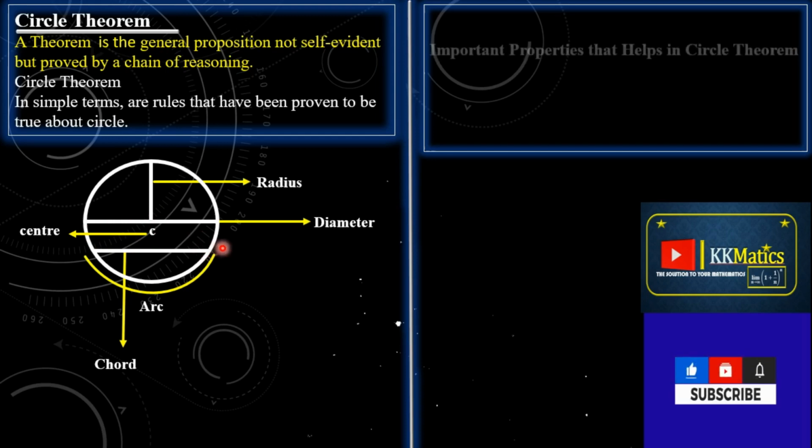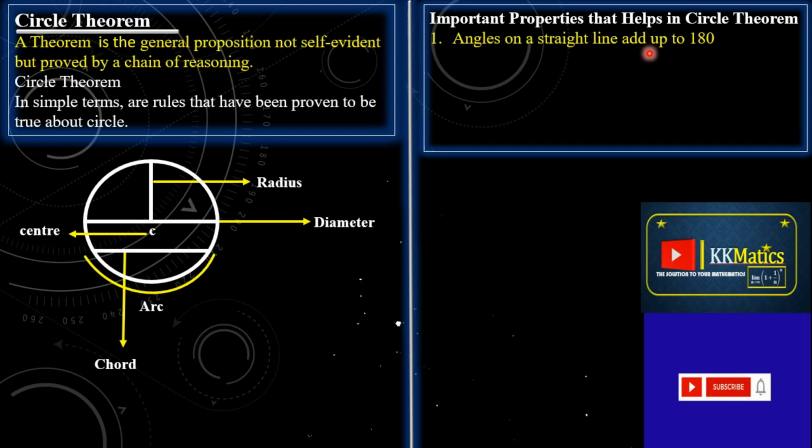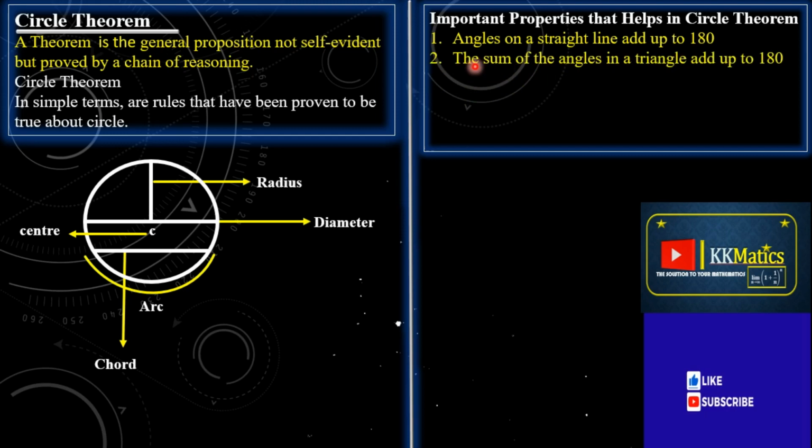Now let's go to some important things here. It's important for us to take note of these things before we state the theorems. Angles on a straight line add up to 180. It's very important for you to take note of this, because this information is helpful when tackling circle theorems. The second thing to consider is that the sum of the angles in a triangle adds up to 180. The sum, which means the total, the addition of all the angles in the triangle, adds up to 180.